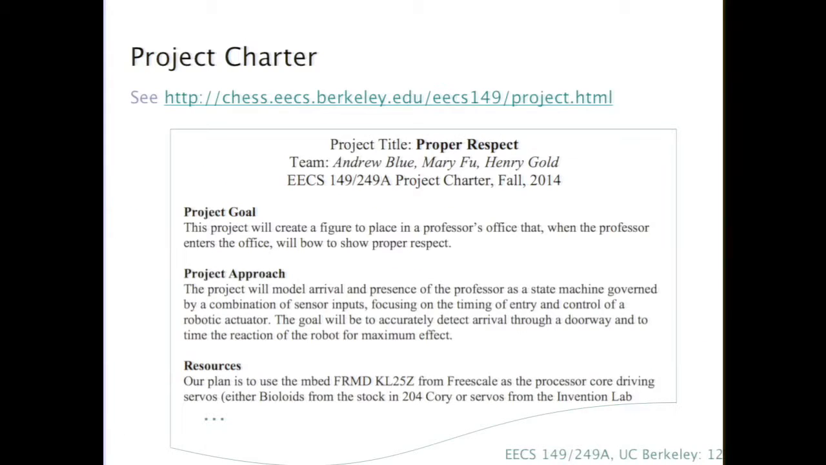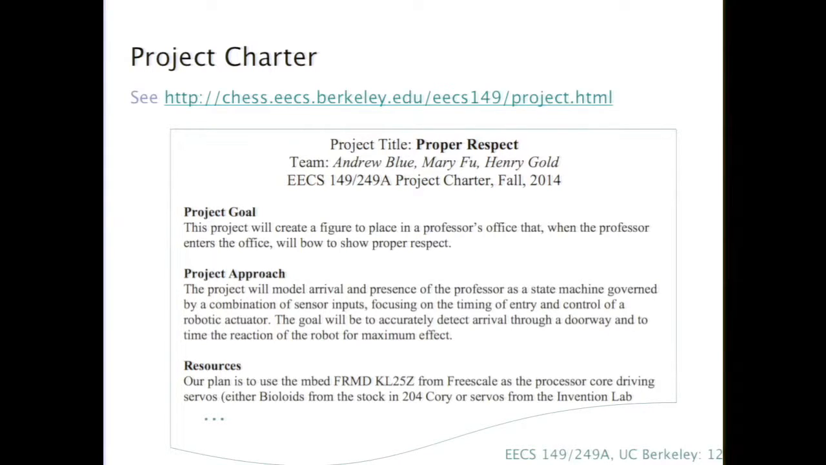All right. You have to turn in a project charter, okay? And we've put on the website a sample project charter to give you an idea of what we're expecting. So I encourage you to look at it. This is a somewhat tongue-in-cheek project that we've entitled Proper Respect. The goal of the project is to create a figure, like a stuffed animal or something, that you will place in a professor's office, maybe a little golden bear, that will bow to the professor when the professor walks into the office. That's the goal of the project.